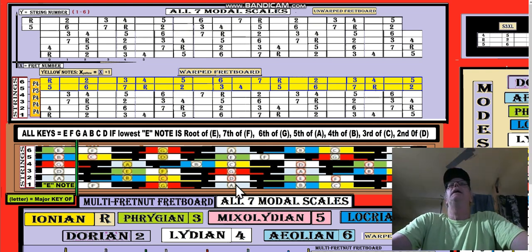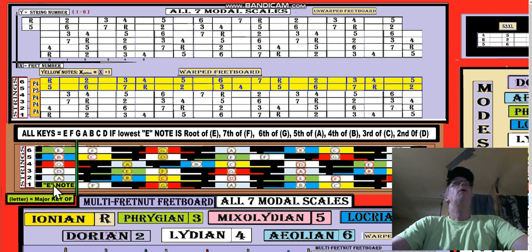Okay, key of A, B, C sharp, D, E is the fifth. All right, it is the fourth of the key of B. All right, let's look for our key of B. B, C sharp, D sharp, E. It's the fourth of the key of E.